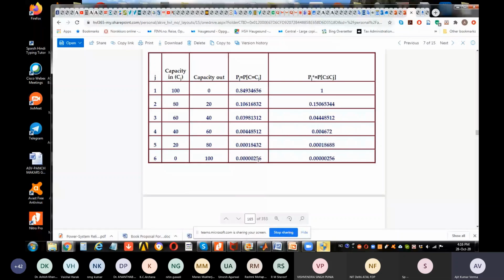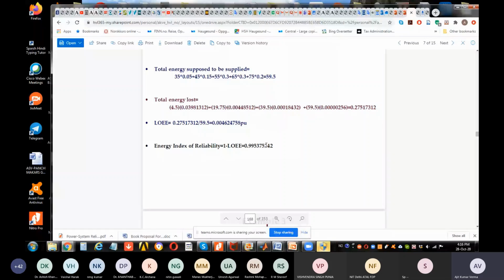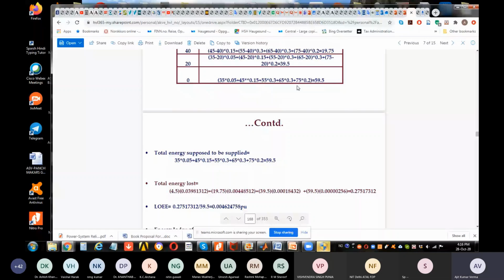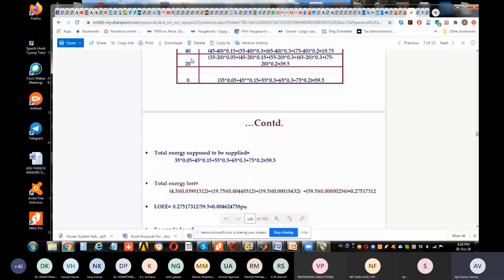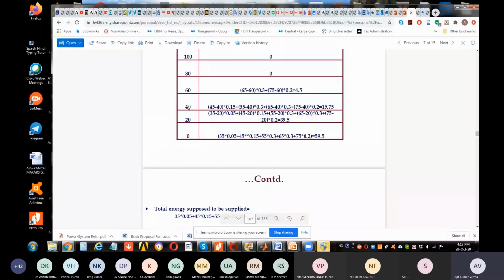So 59.5 when the state is zero, and the probability is so low. Likewise, 39.5 when you are in state 20, and the probability we have calculated for state 20, and the probability we have calculated for when the state is 40 megawatt. Probability we have also calculated when the state is 60 megawatt. So the total energy lost is so much, and then the total energy is supposed to be supplied.